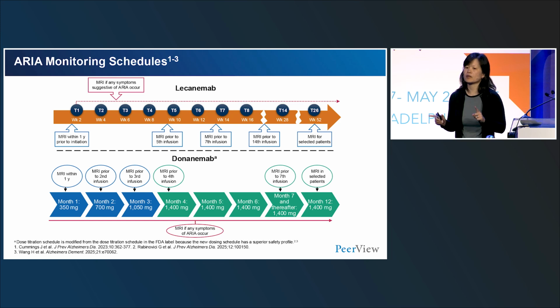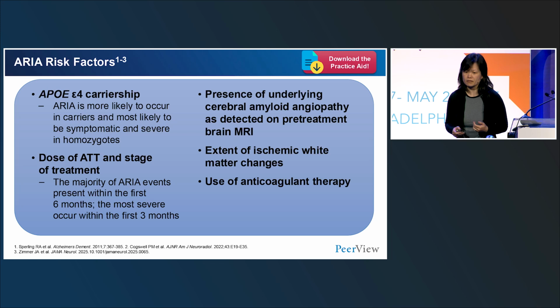So there are 2 now FDA-approved therapies out on the market, lecanemab and donanemab. They have different monitoring schedules. And so just keep that in mind. Ideally, at your institution, there's someone that can coordinate all these MRIs for these patients. So at our institution, we have a dedicated nurse practitioner who follows all these patients. She schedules all the MRIs at these intervals and makes sure that these patients come back. But just know these 2 monitoring schedules so the patients don't fall through the cracks.